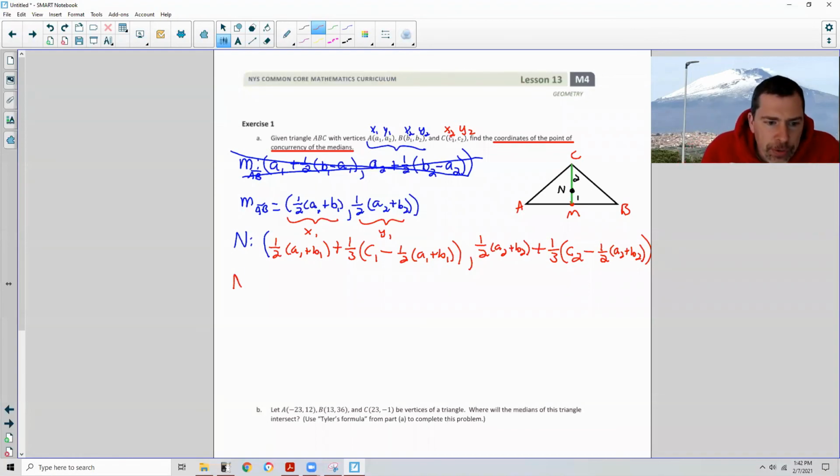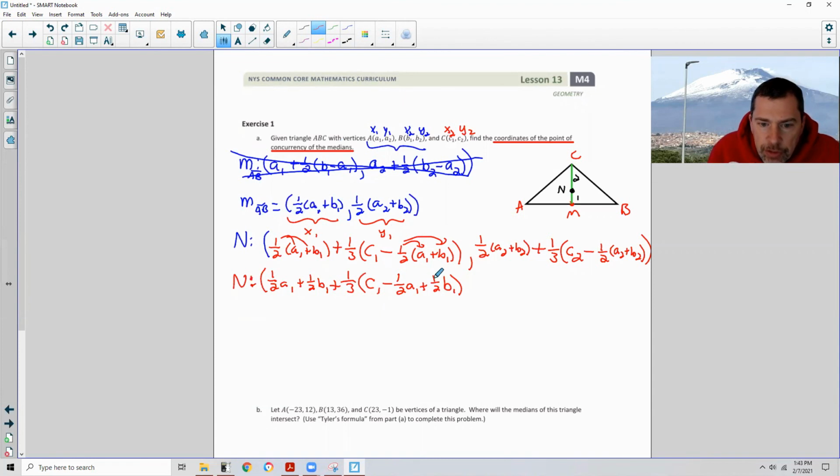Okay, so now we're going to simplify this further, and we're going to distribute these halves. So it is going to be 1/2 times A sub 1, which is 1/2 A sub 1, plus, distributing here, 1/2 B sub 1, plus, okay, so how am I going to do this? I'm going to do this in 2 steps, just so we don't confuse. Leave the 1/3 there, parentheses, C sub 1, minus 1/2 A sub 1. Now again, I'm distributing this, plus 1/2 B sub 1.